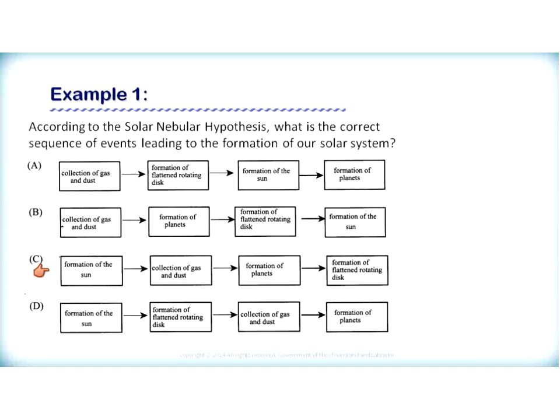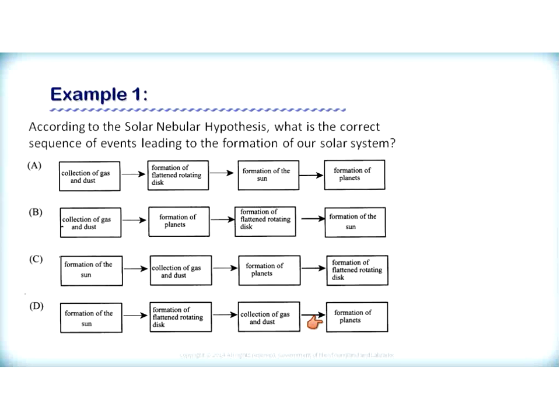Option C says that we have the formation of the sun, followed by a collection of dust and gas, followed by the formation of planets, followed by the formation of a flattened disk. And option D states that we had the formation of the sun, followed by the formation of a flattened rotating disk, followed by a collection of dust and gas, and the formation of the planets.